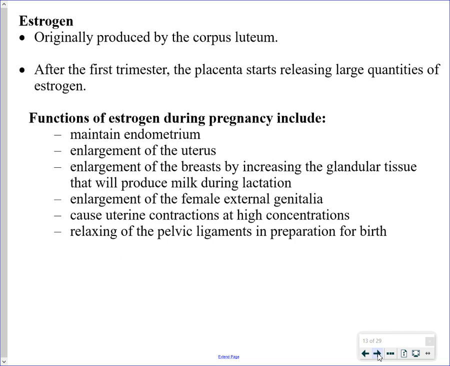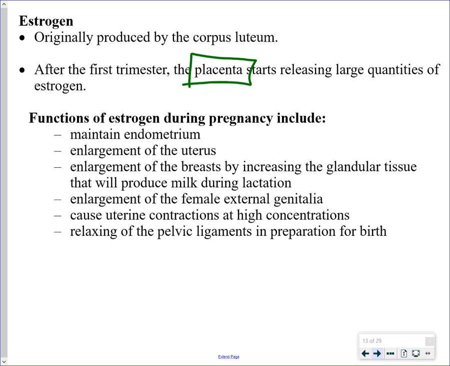So back to the estrogen, we saw that it is produced by the corpus luteum. After the first trimester, the placenta, so one of those extra embryonic structures, is going to be pumping out huge amounts of estrogen. So just like with the corpus luteum, as it got bigger and bigger and bigger, more and more estrogen is produced. As the placenta becomes more and more developed, then there's going to be much, much more estrogen that's going to be produced.